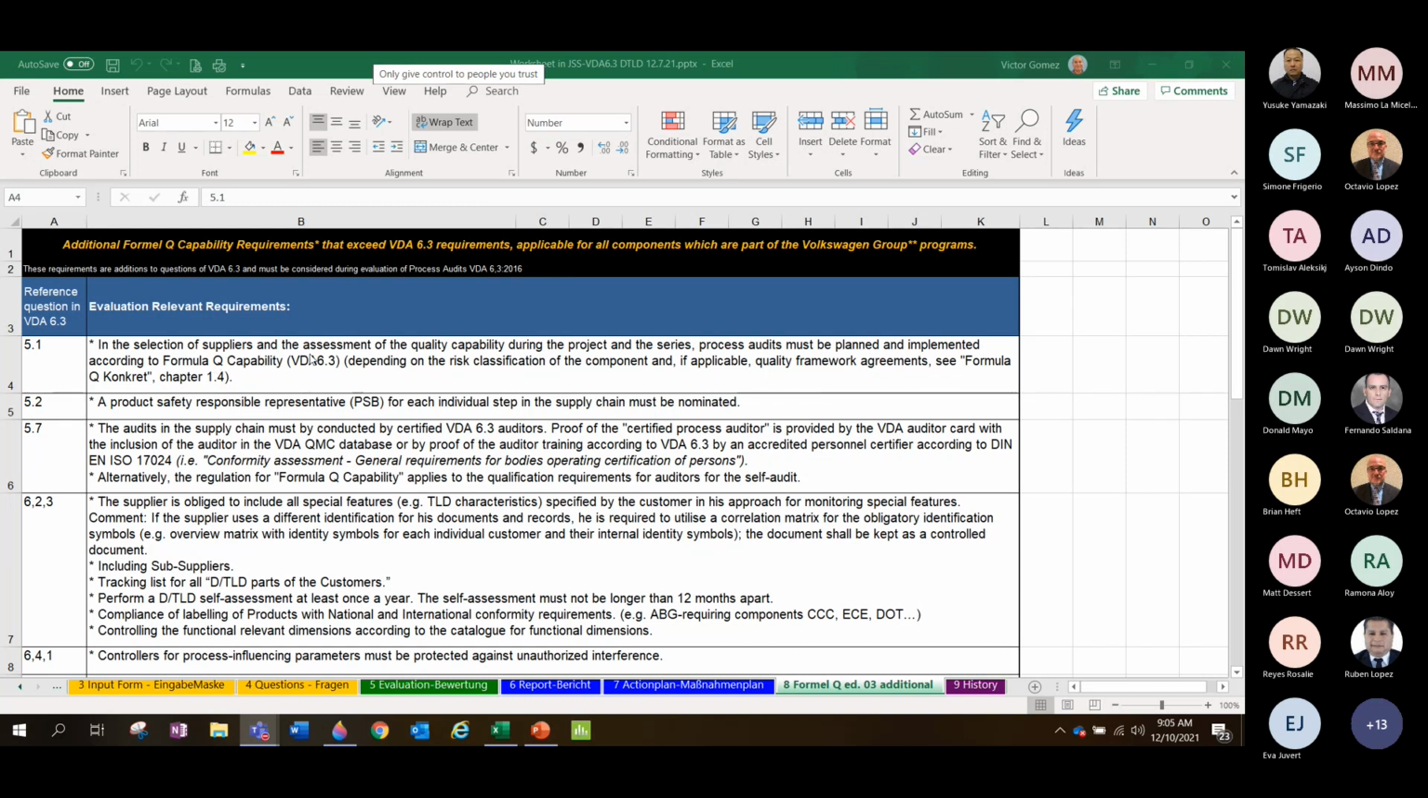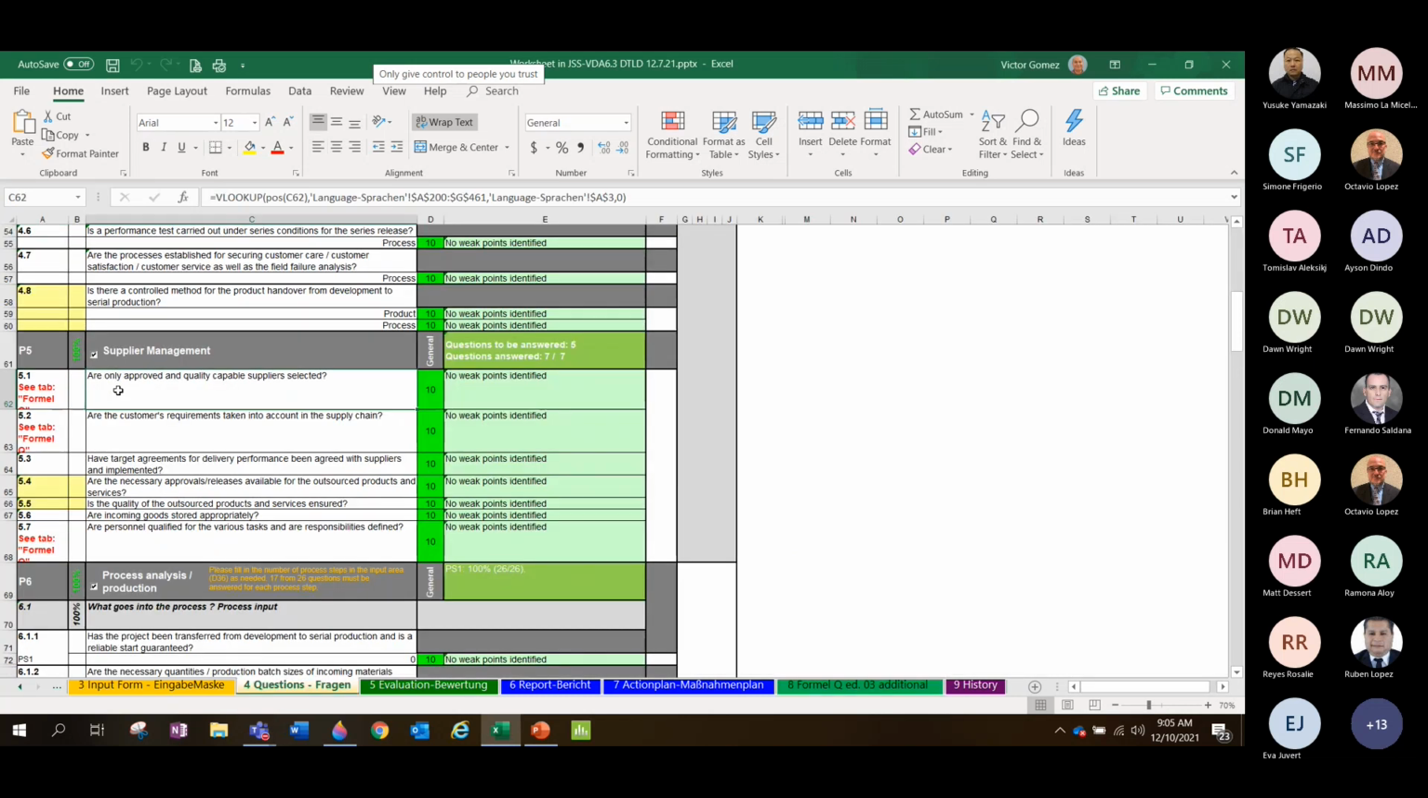This is the requirement of BW. Depending on the risk classification of the component and, if applicable, quality framework agreements, see Formula Q concrete. Basically, what it's telling us is that in question number 5, me as an auditor, I have to make sure that they have a stable supply base, that they have suppliers divided by classification, and that the suppliers that are going to be used for my product component, new launch, or current series production are quality capable. So we don't want red suppliers. We need to make sure that at least they are green suppliers, a minimum of yellow suppliers.